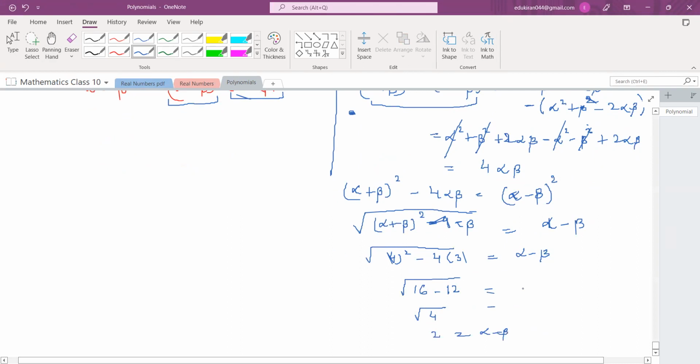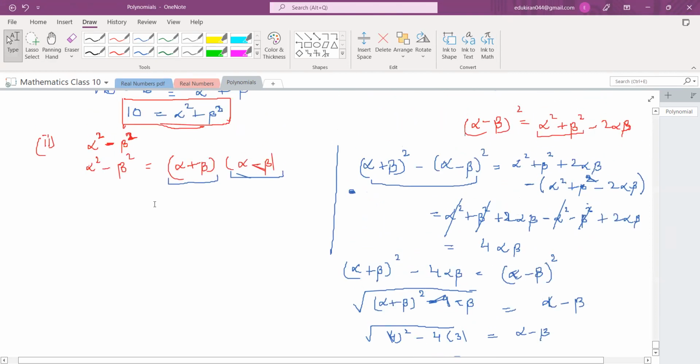Please note down here: alpha minus beta is 2. Now you put this value here in this equation. Your alpha square minus beta square will be alpha plus beta, which is 4, and alpha minus beta, which you have calculated as 2. So alpha square minus beta square is equal to 8. Clear? Yes, ma'am. Okay.